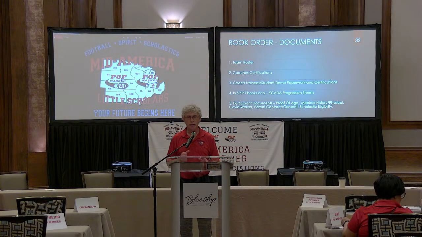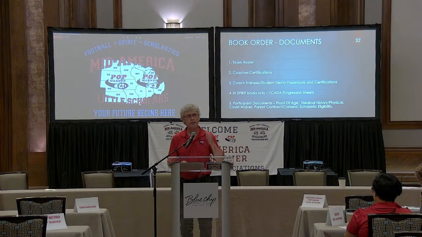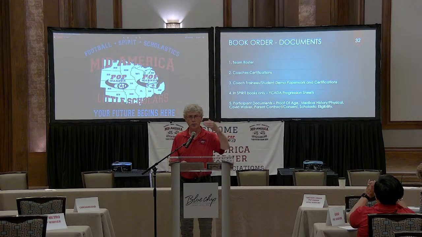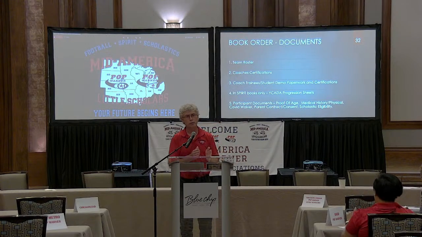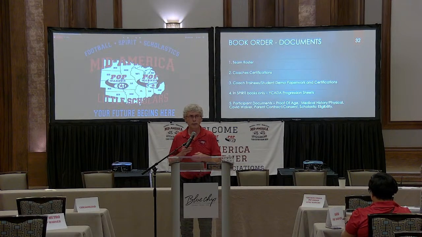So to start with the documents, and each document, again, must have the plastic sleeves. We start with the team roster that you print off from Infinity. That's the first document in there. And like Jamie said, it all has to be in roster order. So when we start with A's and end with Z's, that's what the book should look like. You should start with the first child with A and end with the last child with Z. All right? We can't mix it up.